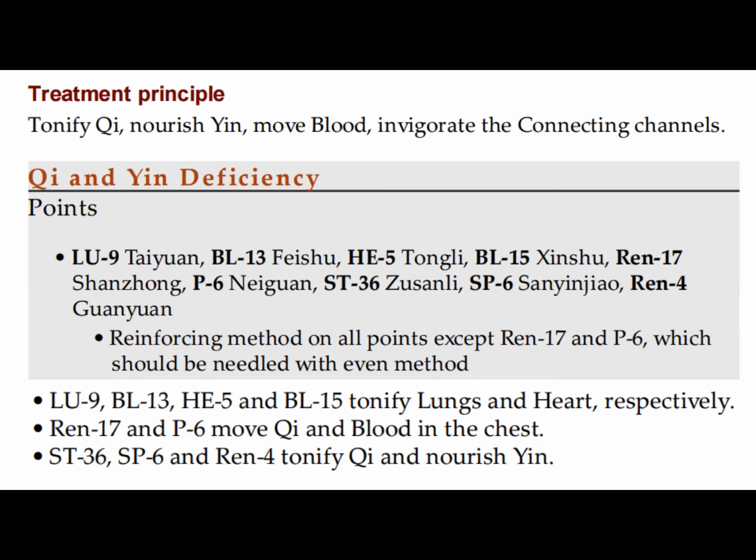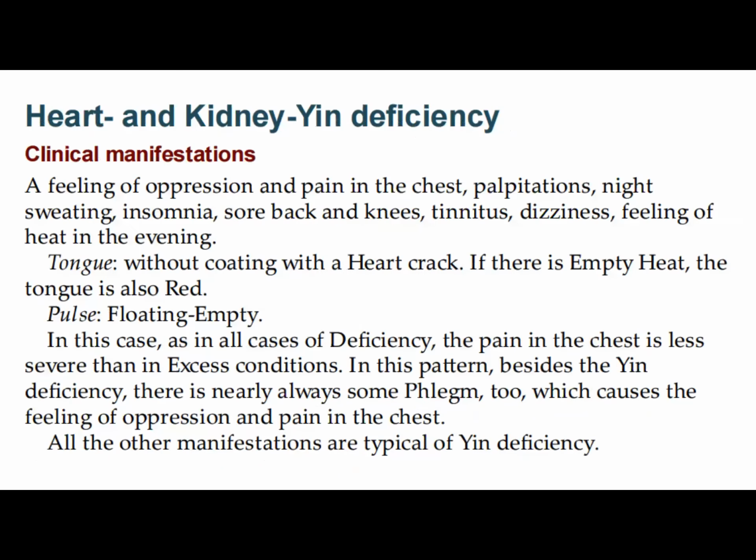Lung 9, Bladder 13, Heart 5, and Bladder 15 are the points that tonify the lungs and heart respectively. Ren 17 and Pericardium 6 move the Qi and blood in the chest. Stomach 36, Spleen 6, and Ren 4 tonify Qi and nourish Yin.